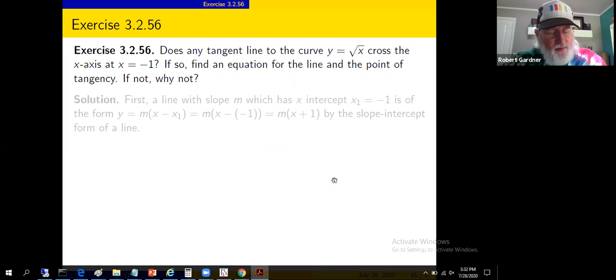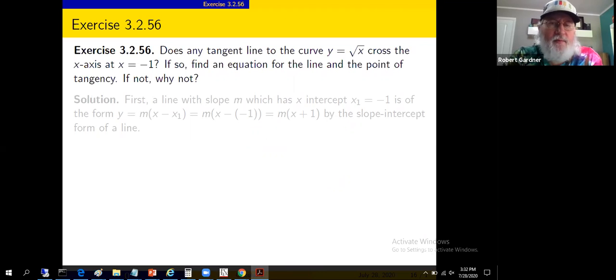Okay, one last one from this section. Does any tangent line to the curve y equals the square root of x cross the x-axis at x equals -1? If so, find an equation for the line and the point of tangency. If not, why not?